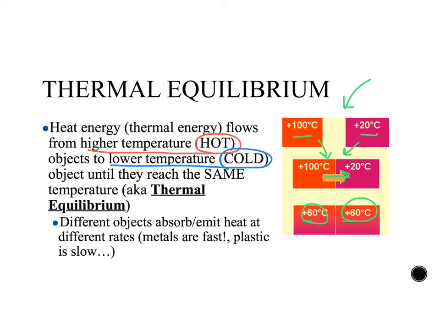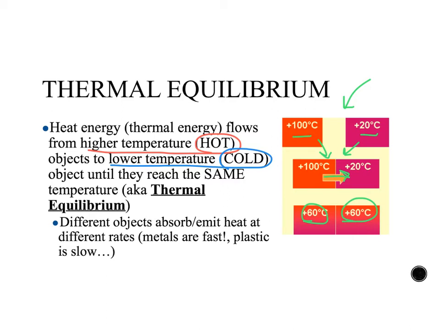So if you take a look around you in your room, everything is probably at the same temperature, thermal equilibrium, unless you've got a stove on or you've got an ice pack that's fresh out of the freezer. Everything around you is going to be at the same temperature because they're all at thermal equilibrium.